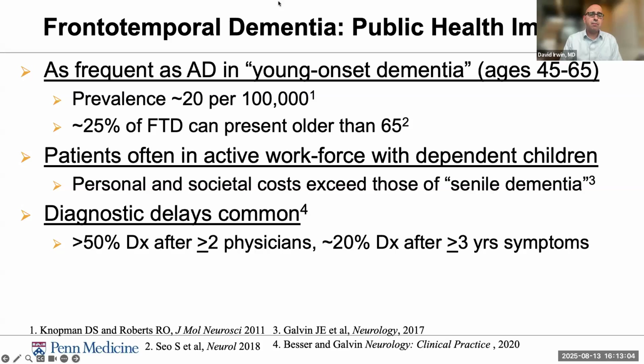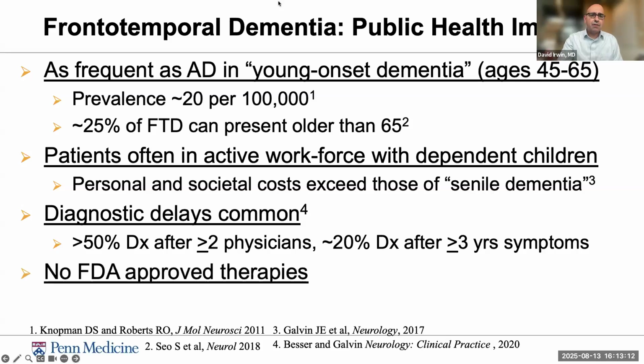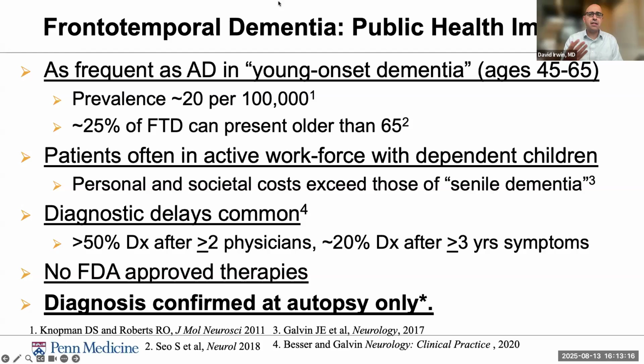At least 50% of patients can see 2 or more physicians and have delays of multiple years of symptoms before a formal diagnosis. We lack FDA-approved therapies and specific diagnostic tests, and for the majority of FTD that is not familial, diagnosis is confirmed definitively only by looking at brain tissue directly with autopsy.